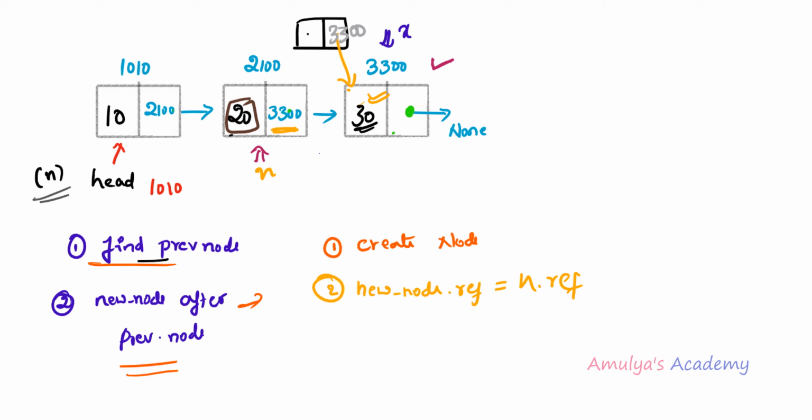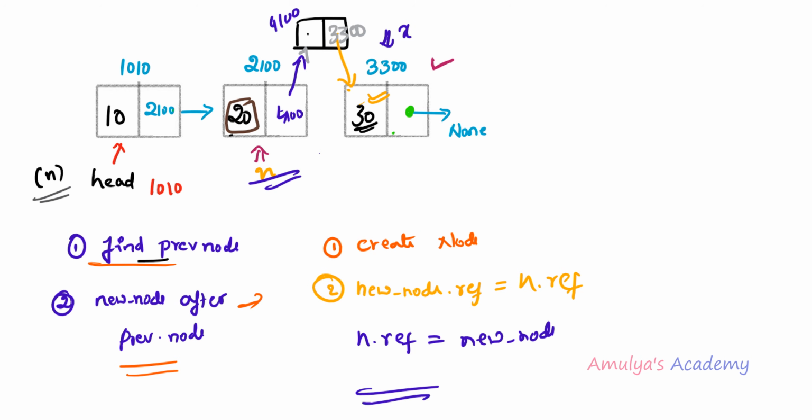Now I need to change the reference of n here. I need to point this to here, not here. So for that, this is n, so n.reference is equal to new node. When we create a new node, it has some reference, right? Like 4100. I need to store that here, 4100. Now here we can see the new node is added before the X given node.